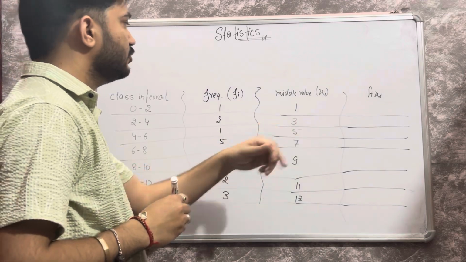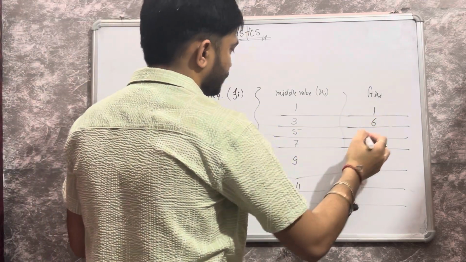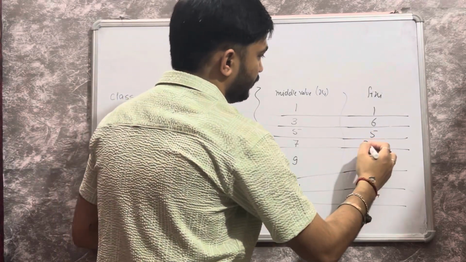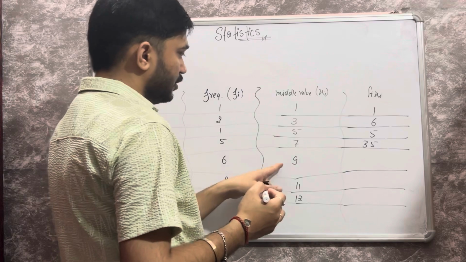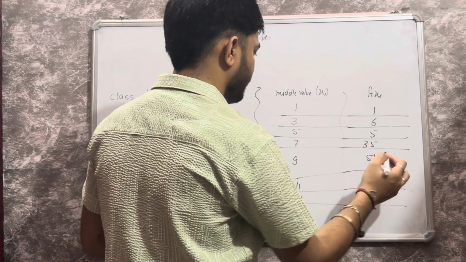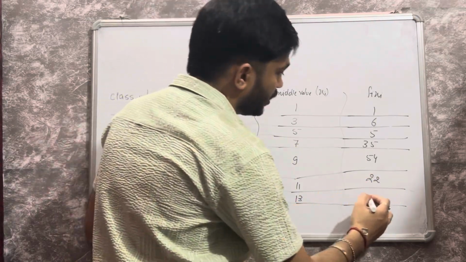So multiply these values: 1 into 1 is 1, 2 into 3 is 6, 1 into 5 is 5, 5 into 7 is 35, 6 into 9 is 54, 2 into 11 is 22 and 3 into 13 is 39.